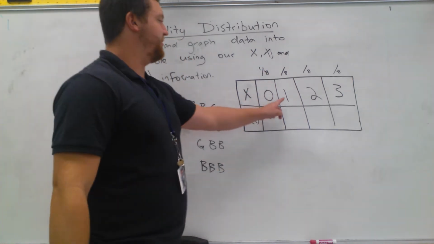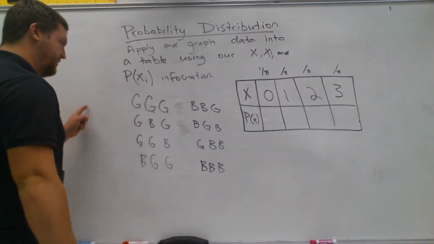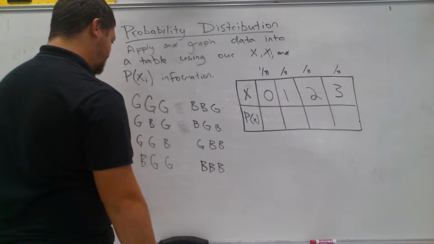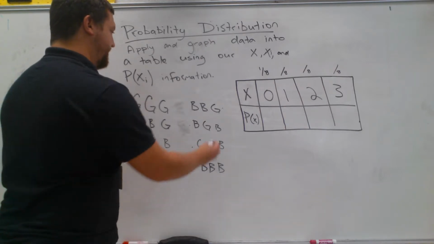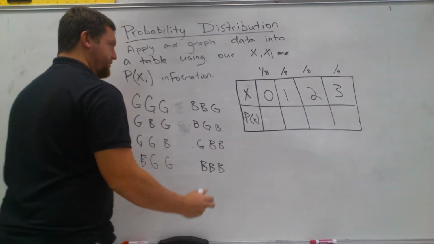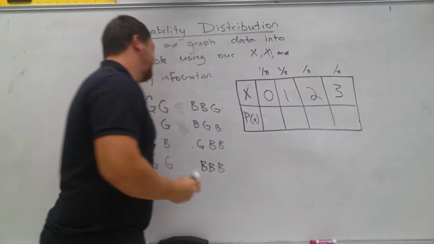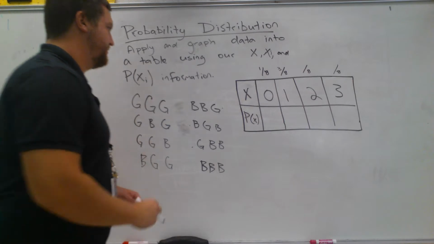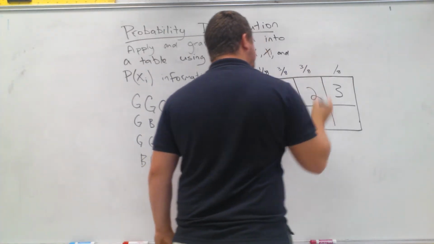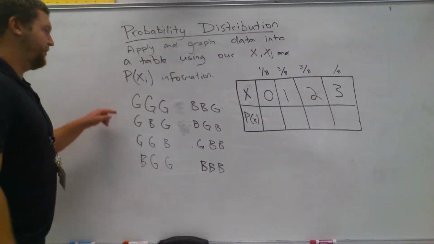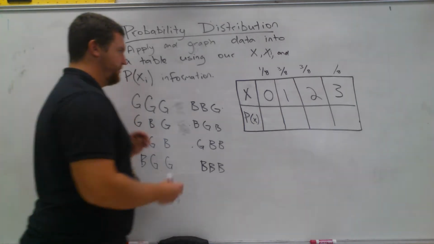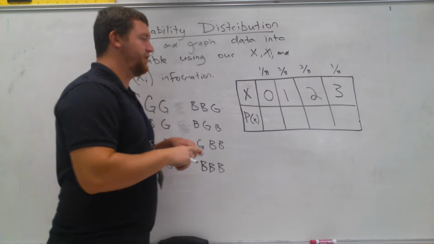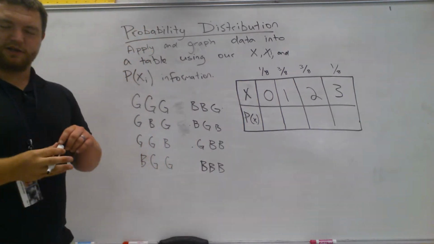What's the probability of having 1 girl? 1 girl, 1 girl, and 1 girl. So I've got 1, 2, 3. So I have 3/8. What's the probability of having 2 girls? 2 girls, 2 girls, 2 girls. Also 3/8. And what's the probability of having all 3 girls? 1/8.